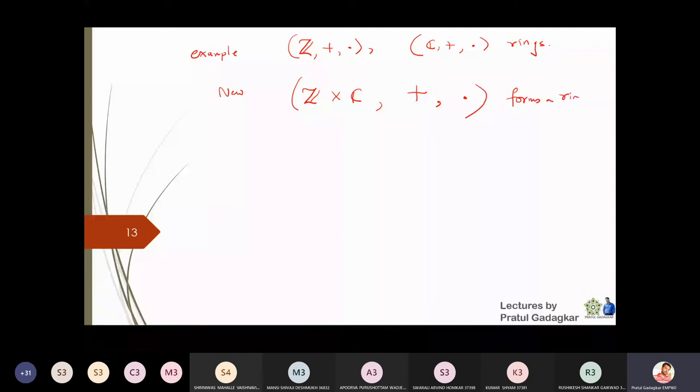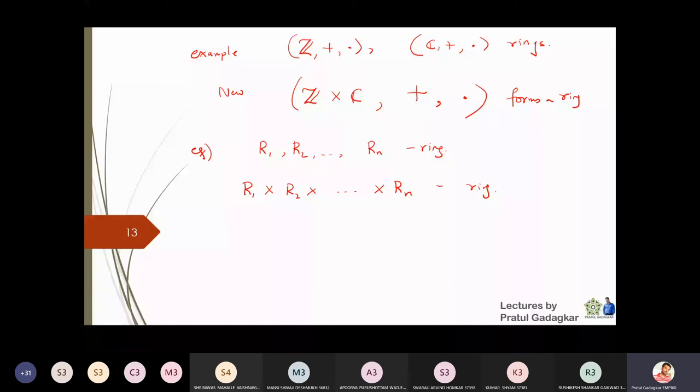Okay, you can take any two rings and just put them together. In general, if I have n rings R1, R2, R3 up to Rn, and I take the direct product of R1, R2 up to Rn, then this will also form a ring. Again, with respect to which operation? With respect to component-wise addition and multiplication, this will also form a ring.